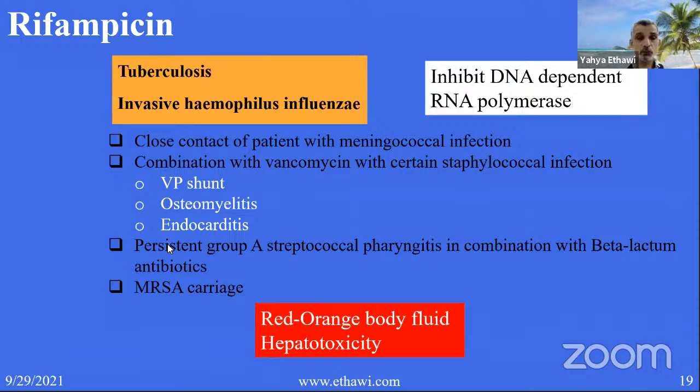It's also an important use for persistent group A streptococcal pharyngitis when we combine it with a beta-lactam, such as amoxicillin or Augmentin. It's a very good treatment for MRSA carriers, and it causes red-orange body fluids, and also causes hepatotoxicity.